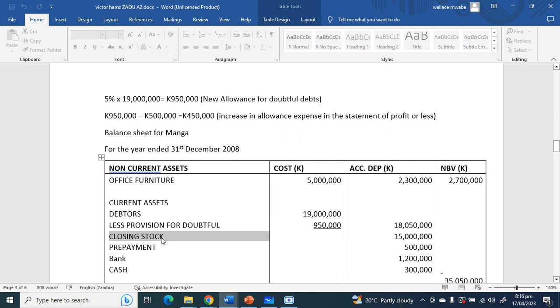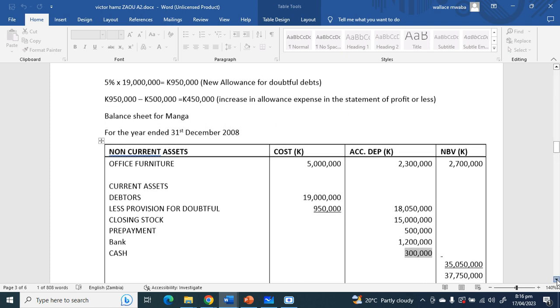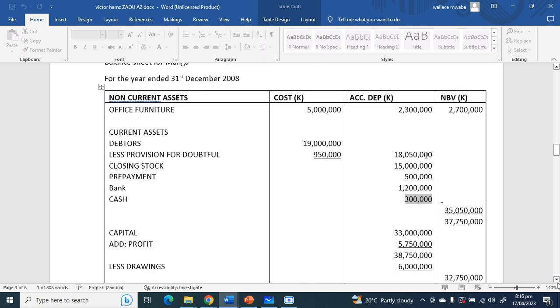Our closing stock, the value of the goods we will remain with once the year ends. Our inventory, that's the value of the inventory that remains, is 15 million. We had a prepayment of 500,000. We include it as part of our current assets. The bank balance, 1.2 million. The cash balance, 300,000. Then you total up your current assets.